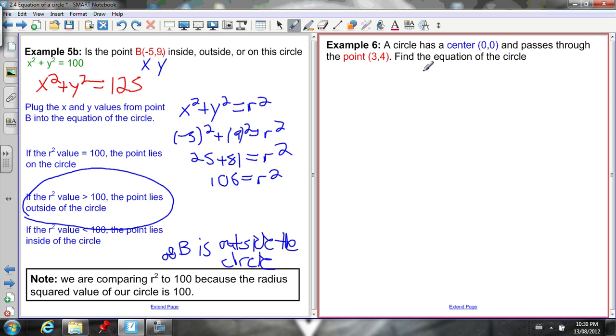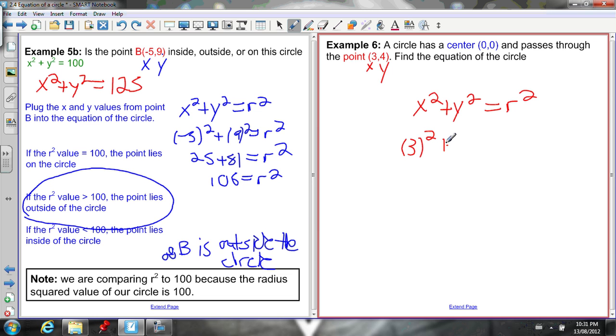Let's do another example. A circle has a center 0, 0 and passes through the point 3, 4. Find the equation of a circle. So similar to question 5, find the equation of a circle when you're given a point on the circle. We know a point has an x and a y coordinate. We know the equation of a circle is x squared plus y squared equals the radius squared. Okay? So all I have to do is plug in for x and y.